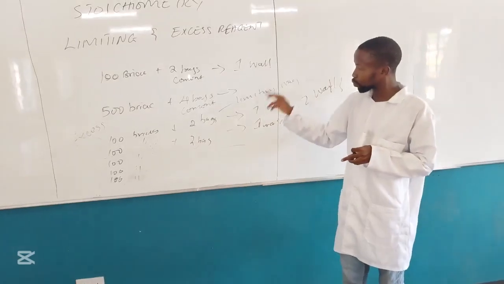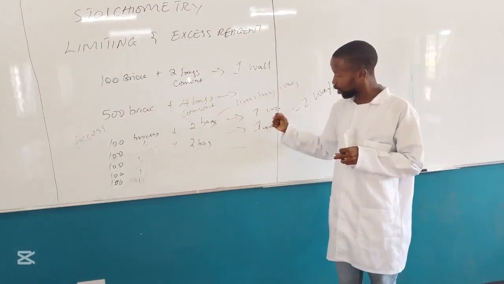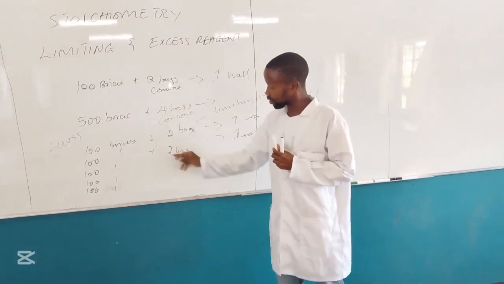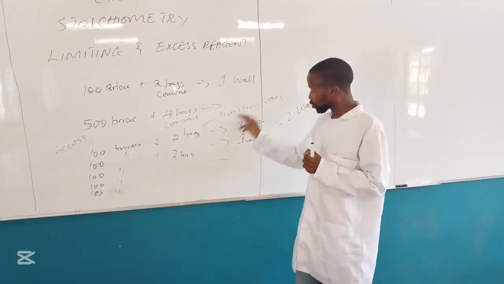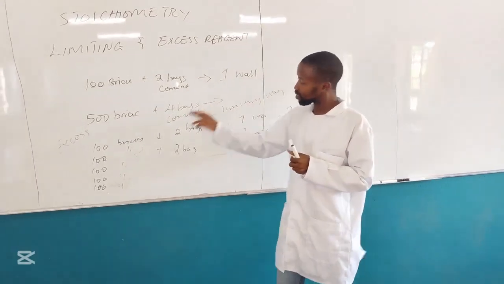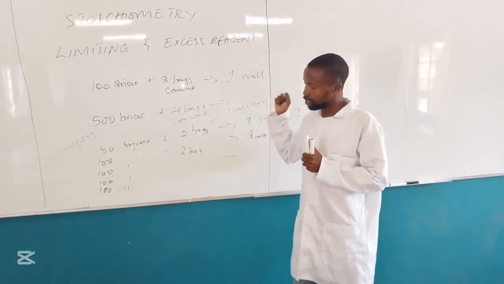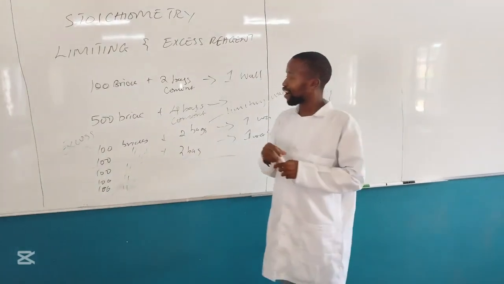See that the number of bags of cement limits the number of walls to be produced. Meaning the number of bags of cement is the one determining the number of walls. So the limiting reagent is the one that determines the amount of product in the reaction.